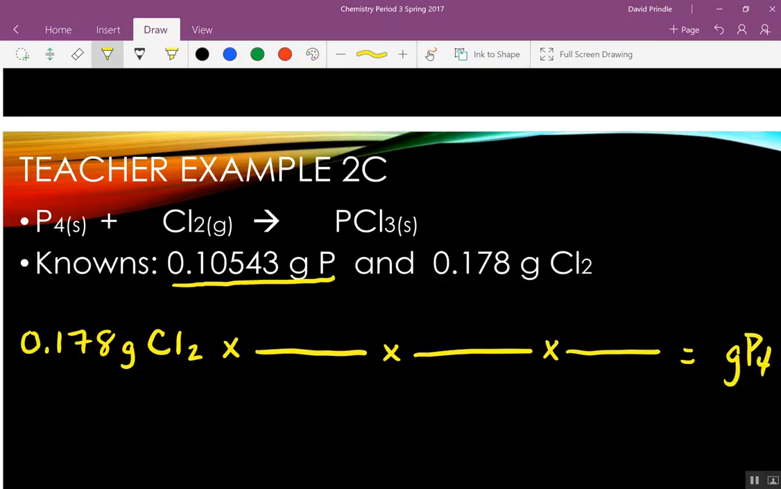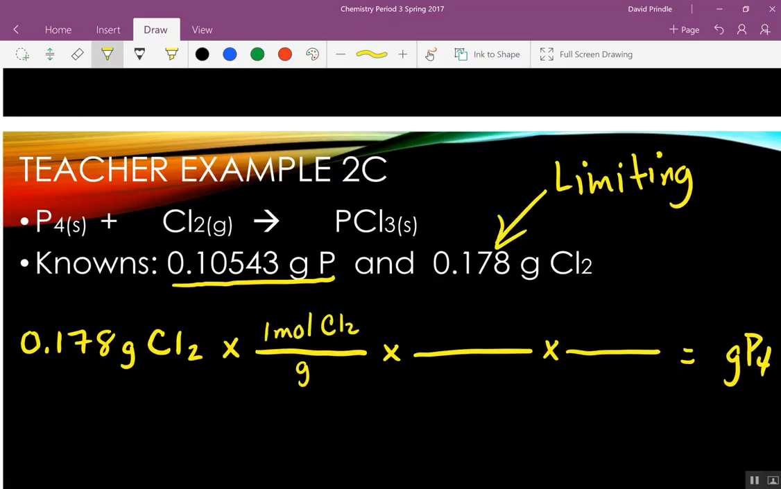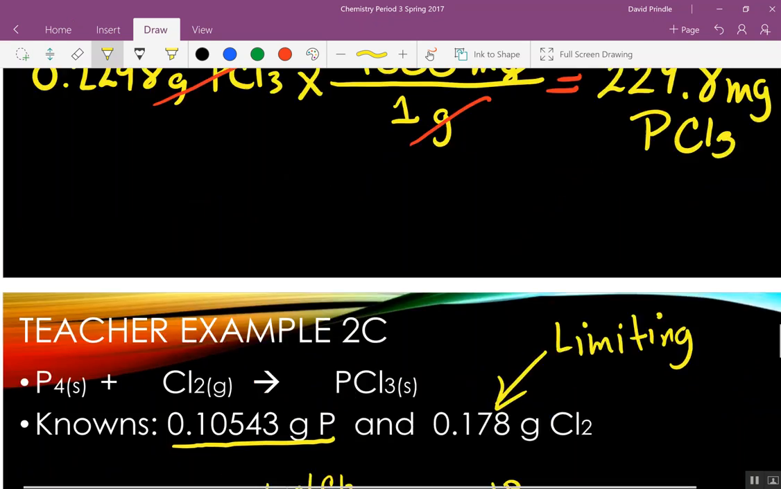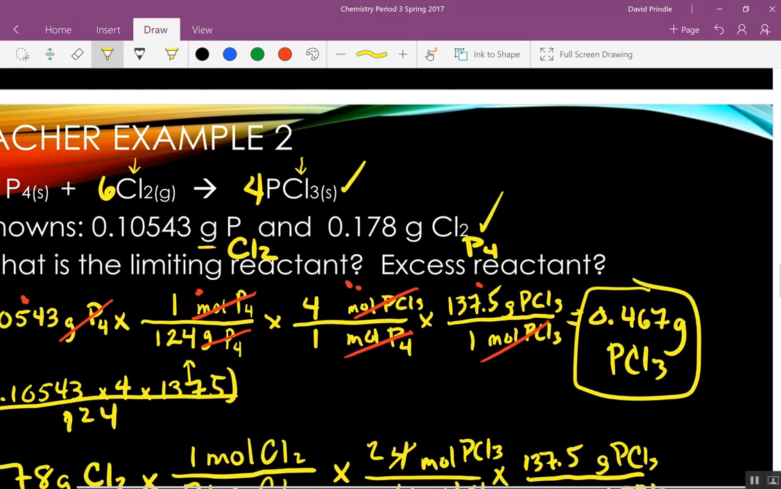All right, so what you do is you take your limiting reactant and determine what would be the right amount of phosphorus to use. What did we say chlorine's molar mass is? Chlorine gas, what's his molar mass? 71. What is the mole ratio of phosphorus to chlorine? What do you got, 1 to 6? Let's see here, yep, it is.